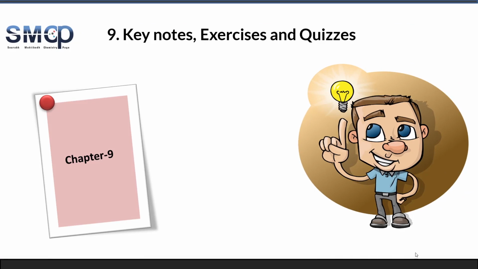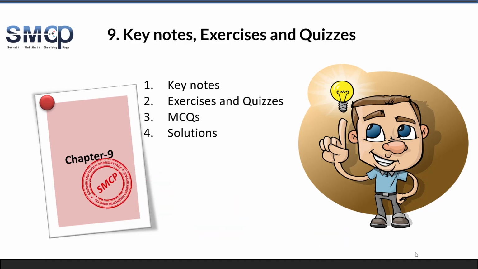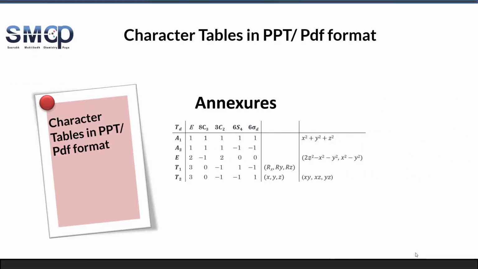When it comes to chapter 9, it covers the keynotes, a summary of all the ideas that we have developed in the entire course. Then you have certain exercises and quizzes, the solutions of which have not been provided. The MCQs would be provided online, and a few solutions would be uploaded from time to time. Chapter 10 is actually not a chapter, it is the annexure that deals with the character tables in PPT or PDF formats. So whenever we want to use any character table, we can use this particular PDF or PPT format to understand the character tables.